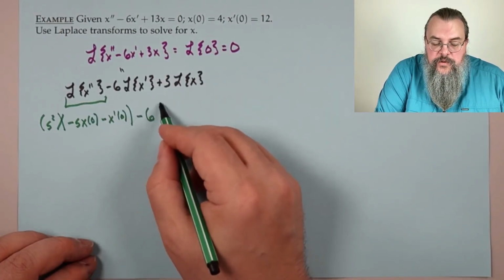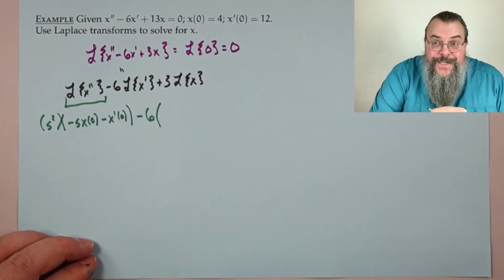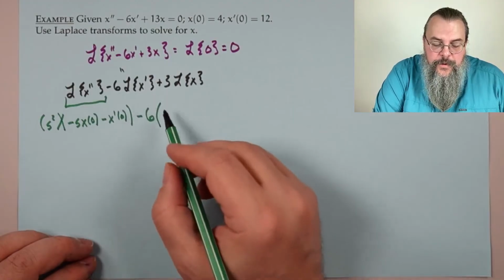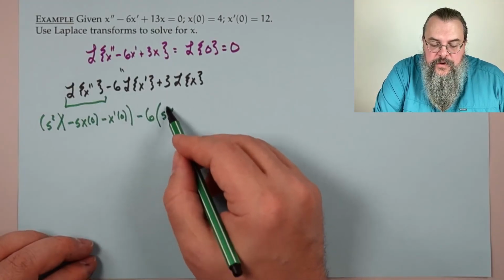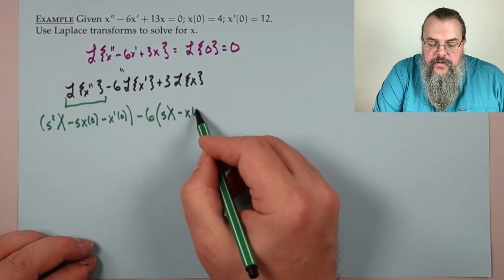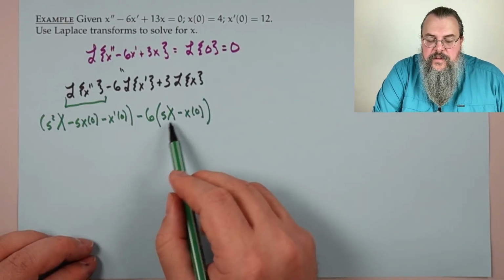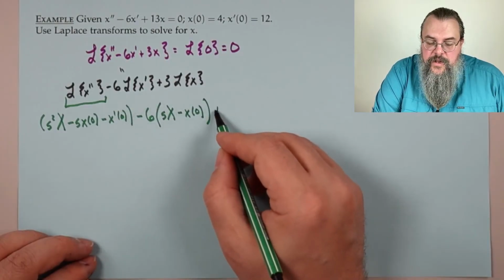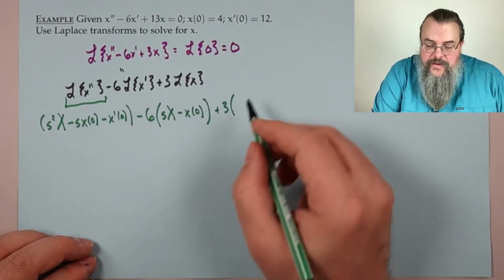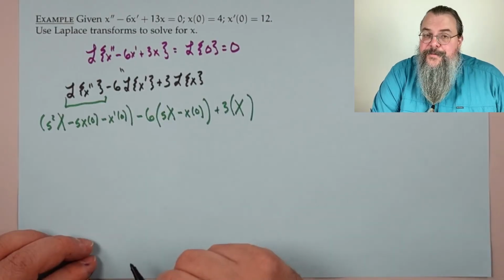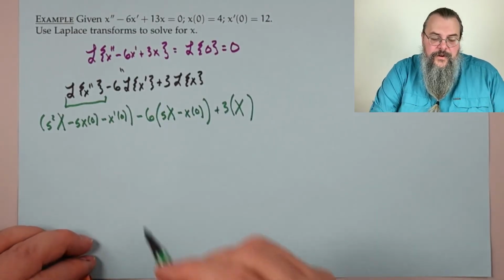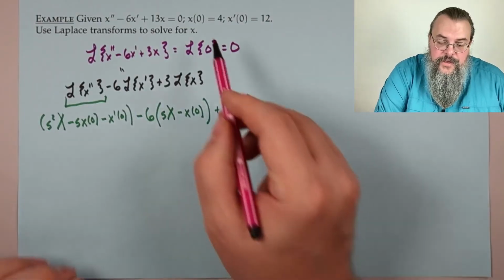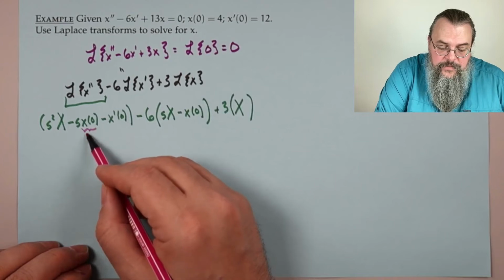Minus 6, parentheses. Parentheses are friends. They save us points, right? Because we want to make sure we distribute through appropriately. So use your parentheses. Save your points. All right. So s capital X minus x of 0. That's the Laplace transform of x prime. And then plus 13 times the Laplace transform of x, which is capital X. Okay, so we'll just mark what we know. x of 0 is 4, so this is a 4.